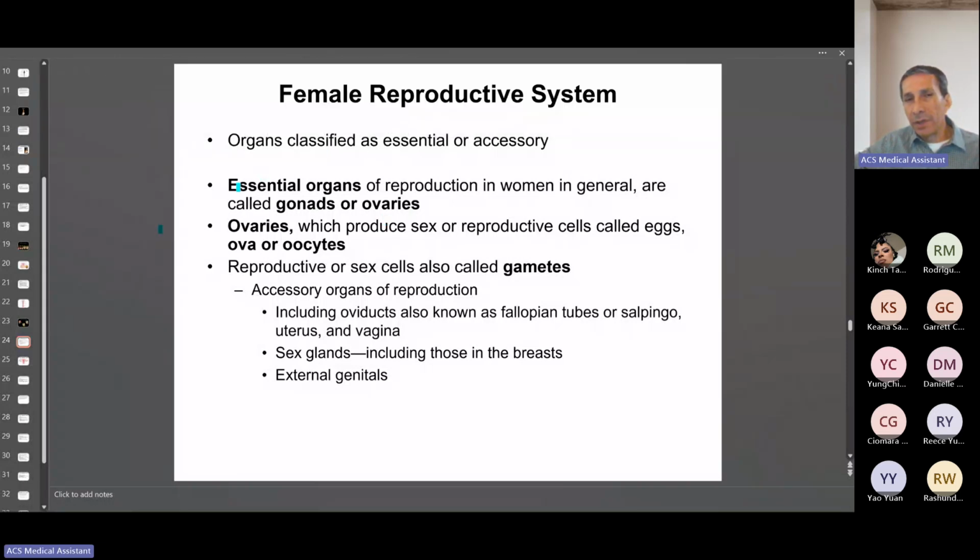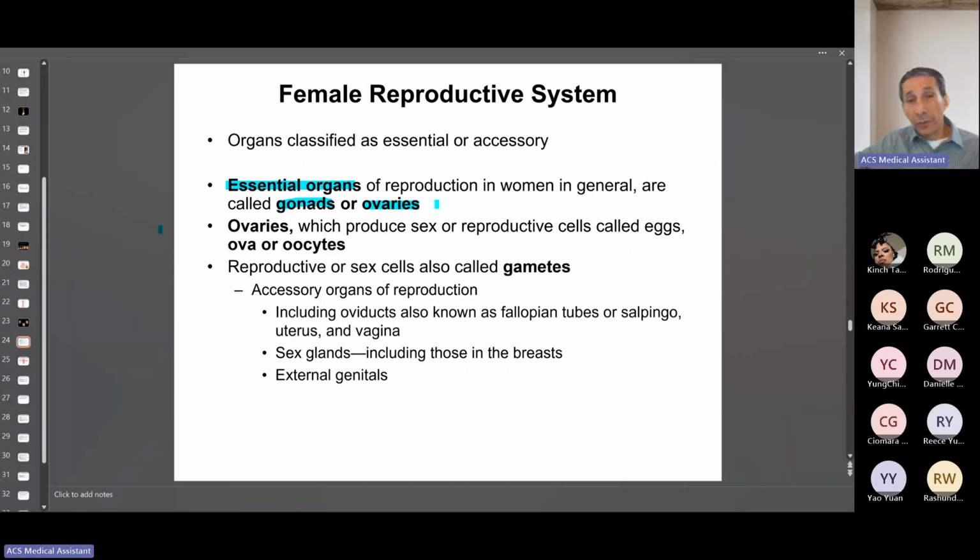So remember, the female's essential organs are called gonads. See? The male essential organs are called gonads. So whether it is males or females, they are called gonads. Now, when we specifically want to talk about these structures, we're going to have names. If it is the males, we're going to call them testes or testicles. If it is female, ovaries. Ovaries, that's basically what it is.